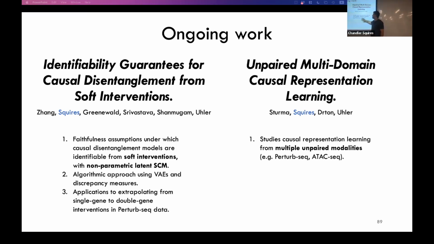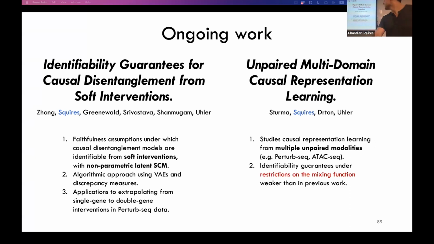So say Perturb-Seq and ATAC-Seq. Often in bio, you can't get both of these modalities at once. There are some assays which allow you to get two modalities at once, but once you scale up to three or four, most of this data is going to be unpaired, since these assays destroy the cell. So it's important for that problem to study the unpaired setting.